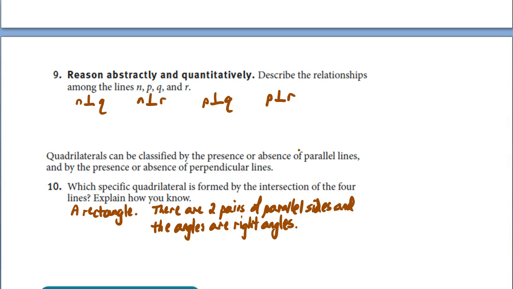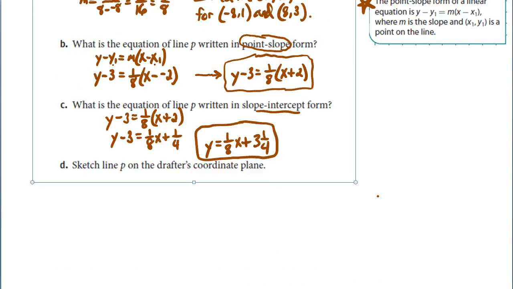Number 9, describe the relationships among those 4 lines. So looking at that picture, N was perpendicular to Q. N was perpendicular to R. P was perpendicular to Q, and P was perpendicular to R. There were those 4 right angles when those lines crossed. Quadrilaterals can be classified by the presence or absence of parallel lines and by the presence or absence of perpendicular lines. Number 10, which specific quadrilateral is formed by the intersection of the 4 lines, and explain how you know.